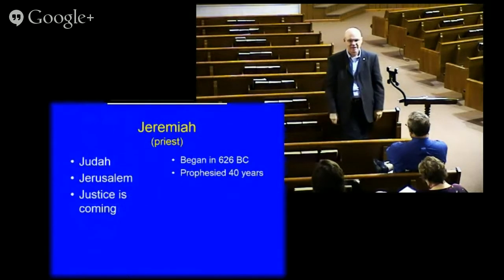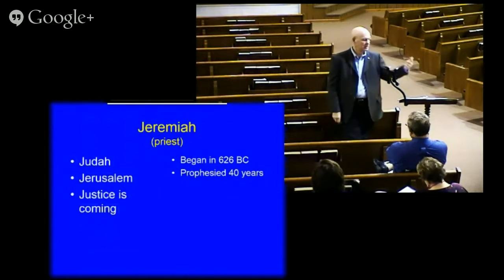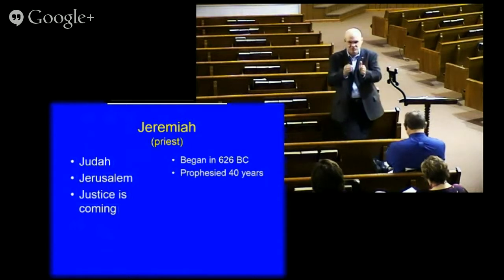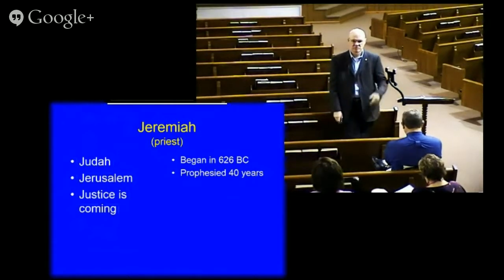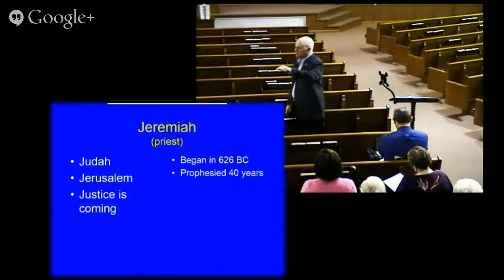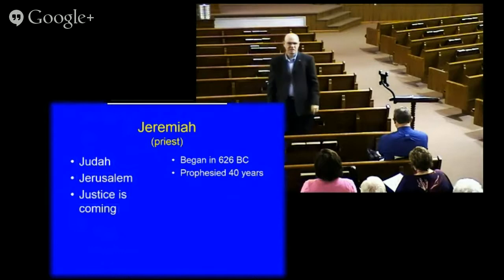Then we have Jeremiah. Jeremiah was back in Judea, in Jerusalem. He kept telling them judgment is coming. It was his message over and over and over. So if you remember what happened with it: Daniel's in the palace, Ezekiel's with the people, and Jeremiah's back in Jerusalem.